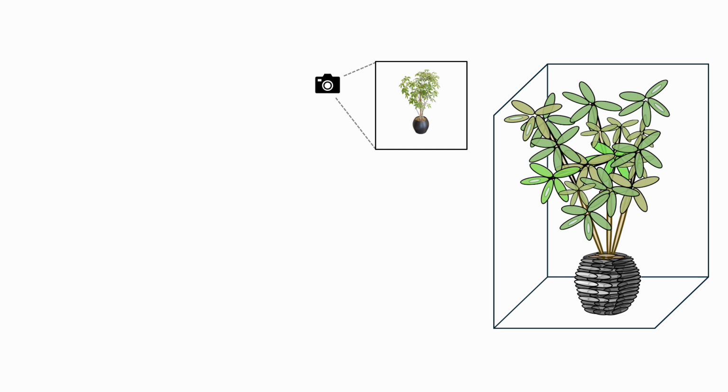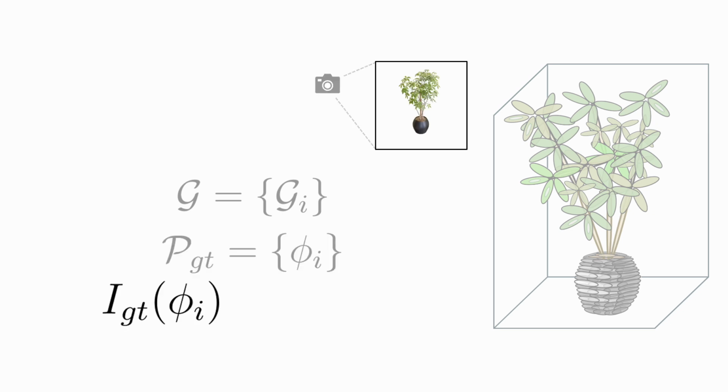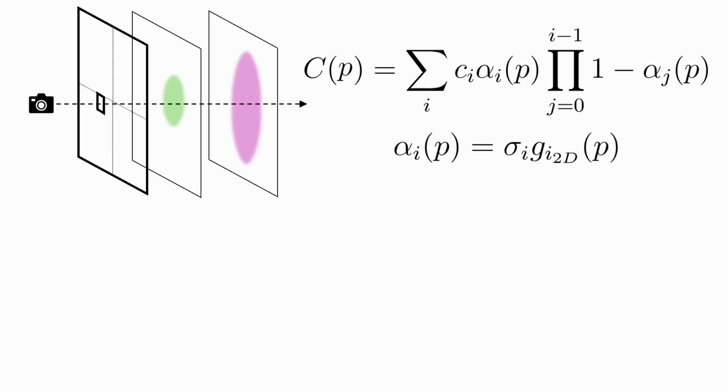Throughout this video, I will describe a single Gaussian in this model by G_i. To represent ground truth poses, I'll use P_GT, and for a specific pose, I'll use phi. For a ground truth image, I'll use I_GT(phi), and for a generated image, I'll use I_G(phi), where G denotes the set of all Gaussian parameters.